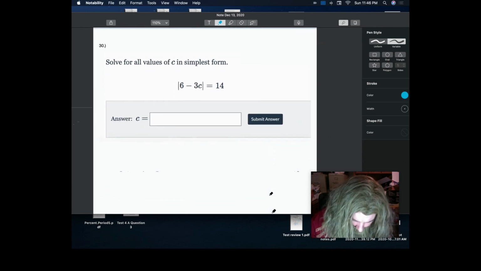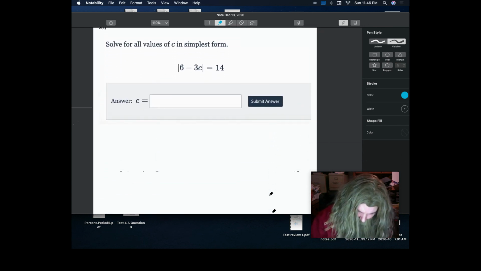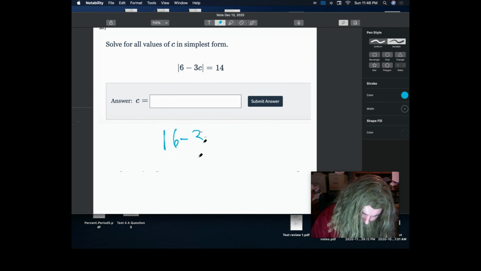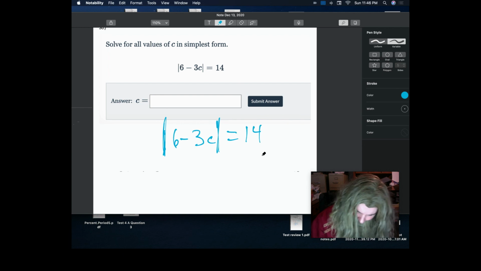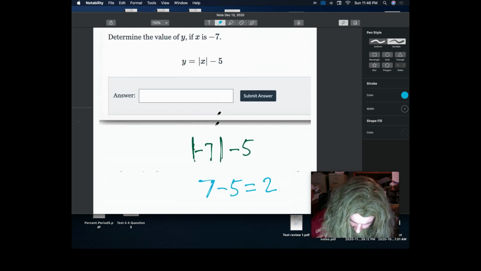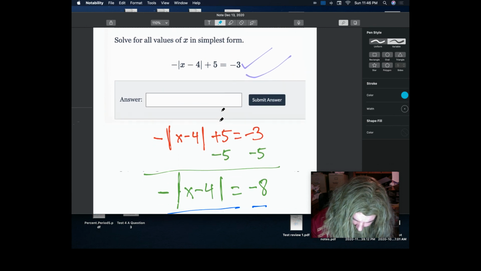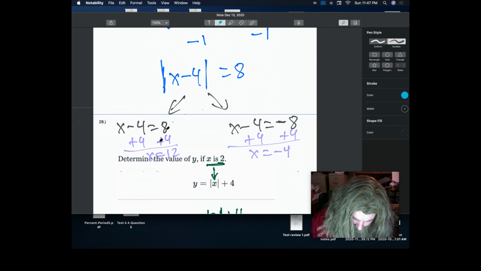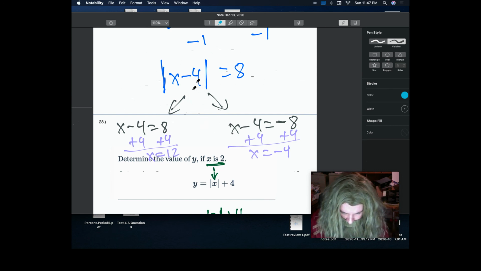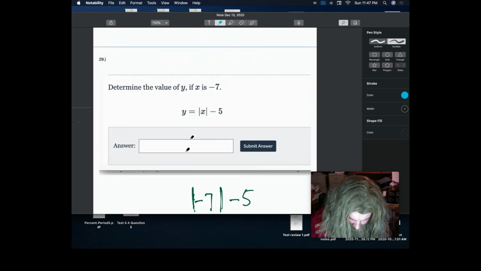And the last problem of the evening. The absolute value of 6 minus 3c. How shall we approach this, my friends? Well, if you recall at the end of this problem, which was far more complicated, we branched it off into 2 scenarios at the end. Once the absolute value is isolated, we say it is the positive 8, and then it is the -8, and then we shall solve.